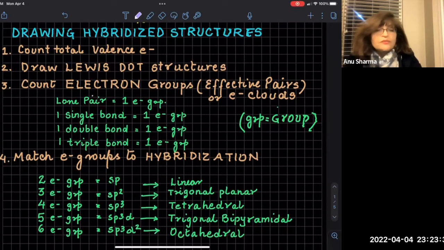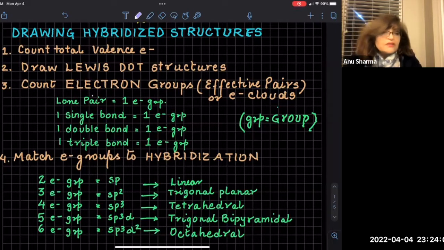If there are 3 single bonds, 3 electron groups. Now, if there is a double bond, the double bond is still considered to be 1 electron group or 1 electron cloud. So if there are 2 double bonds, like in carbon dioxide, there are going to be 2 electron groups. A triple bond, like for example in HCN, carbon and nitrogen will form a triple bond. This is still going to be considered as 1 electron group. So keep that in mind.